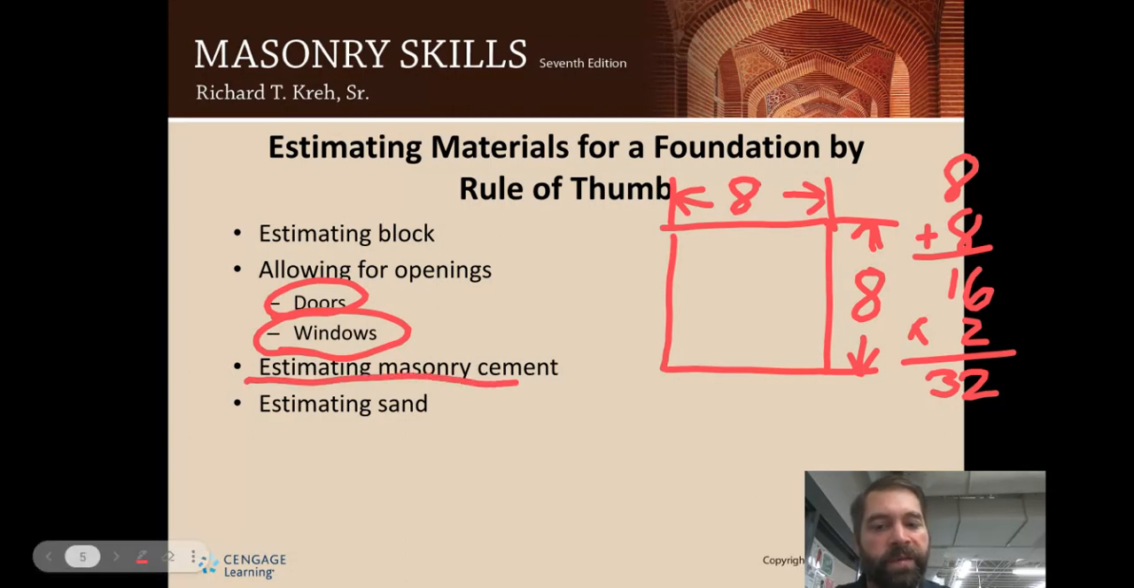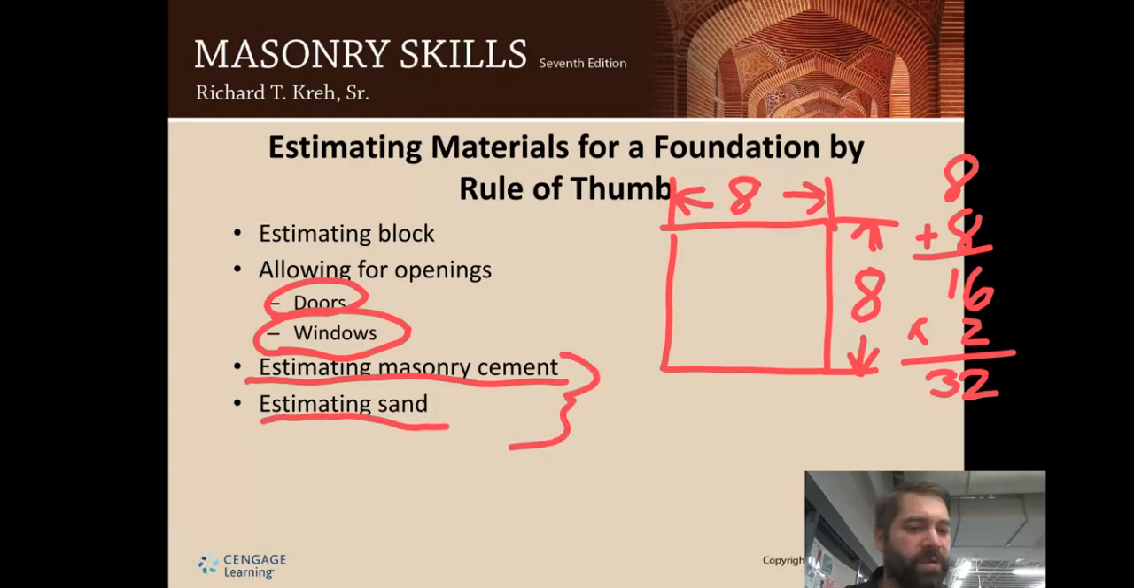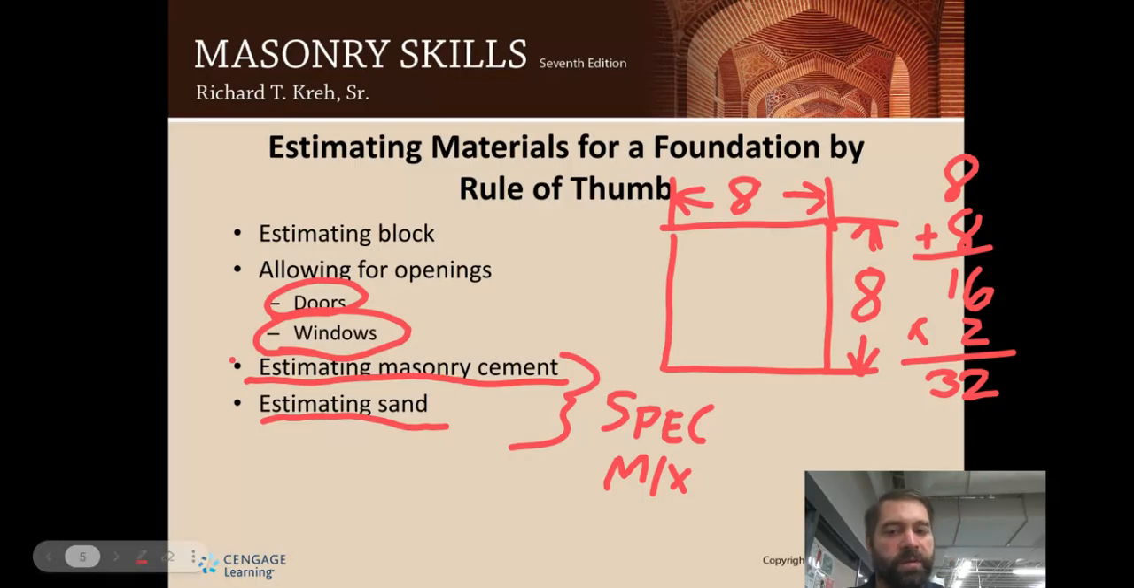Now, we're also going to have to estimate the amount of masonry cement and sand. On these, don't worry too much about it because we end up getting a spec mix. So it's already mixed. You don't need to worry about the sand and the cement. It's not necessary. And realistically, on commercial jobs, you won't see these. Everything needs to be spec'd out.